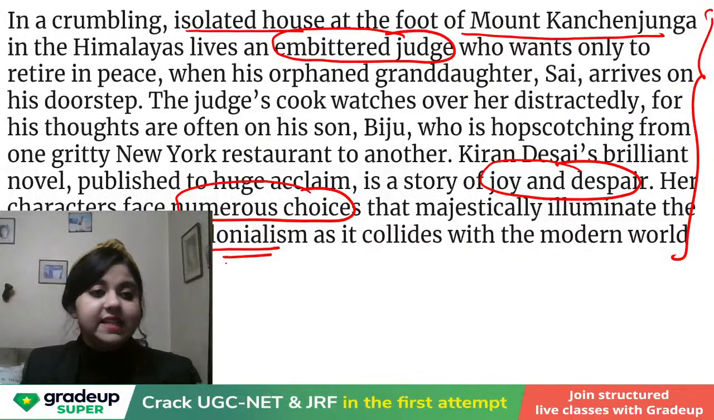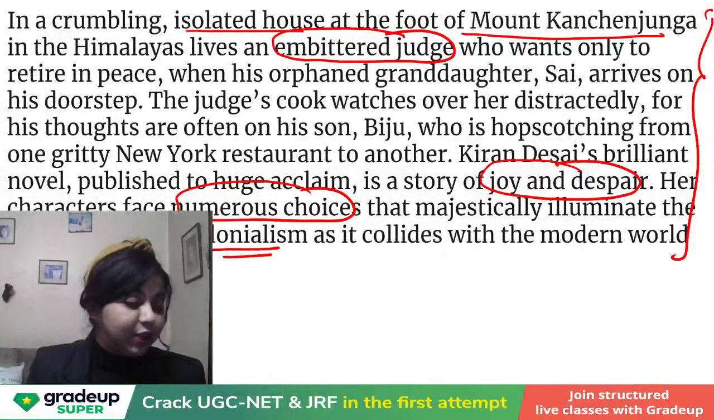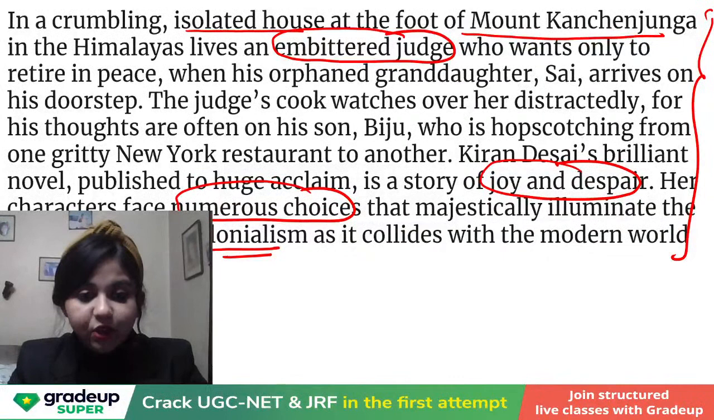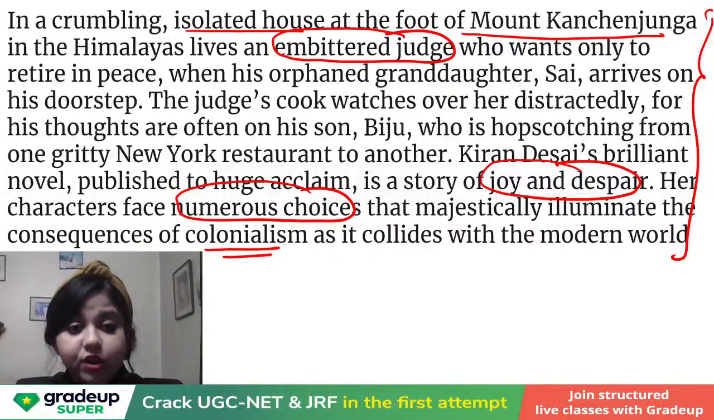Writers like Kiran Desai are trying to capture that colonialism has done a lot of harm. It is not that the colonizers came and they've gone. I would just hide myself so that you can read. This is a description that Goodreads is giving.